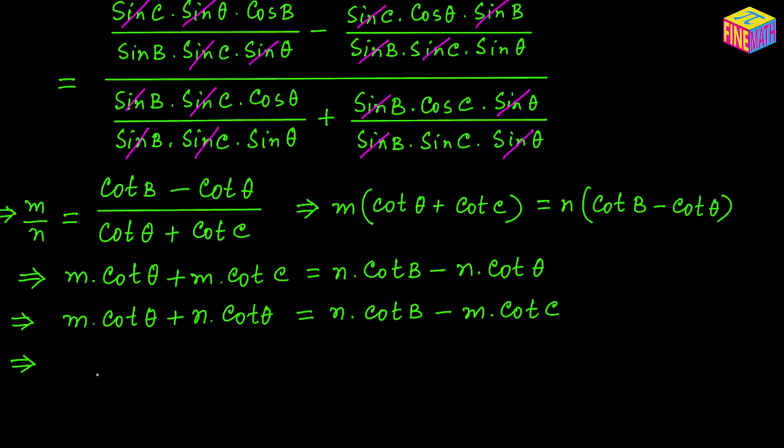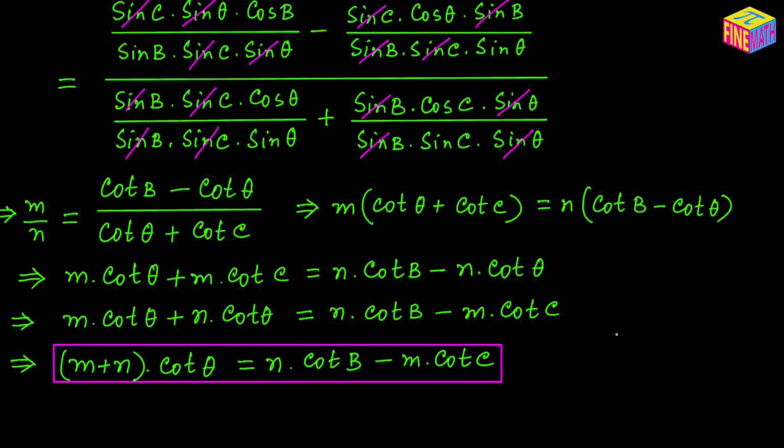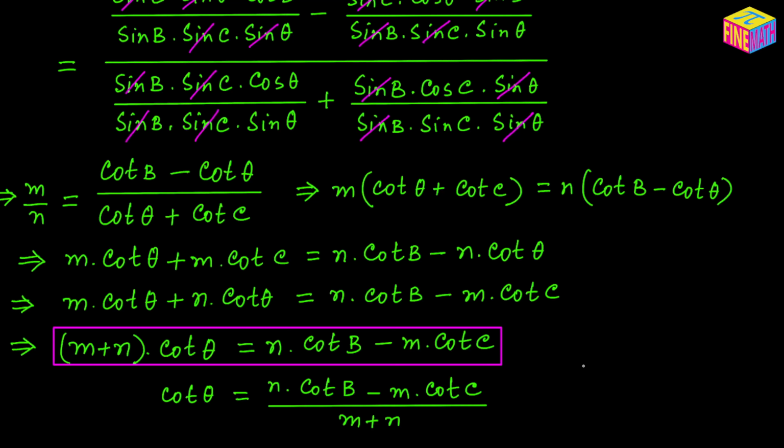And from here you can see that cotangent of theta is a common factor on the left hand side, so we can write it as M plus N times cotangent of theta is equal to N times cotangent of B minus M times cotangent of C. And that's exactly what we needed to prove. Also, sometimes it can be written like this: cotangent of theta is equal to N times cotangent of B minus M times cotangent of C over M plus N. So we have been able to prove both the formulae. These formulae come very handy when solving triangles.